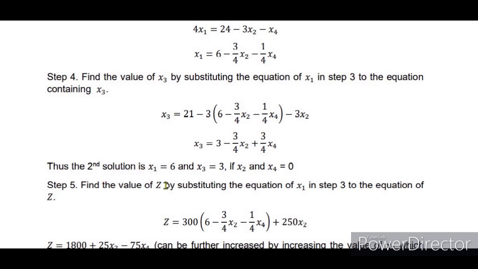Now, how did we get that? Okay, so we get the value of x sub 1 by choosing the constant. Okay, the constant in the equation in step number 3 is 6. So x sub 1 is equal to 6, and we get the value of x sub 3 in the equation in step number 4 because it is the constant here. Because if x sub 2 and x sub 4 are equal to 0, then x sub 1 is equal to 6 and x sub 3 will be equal to 3.